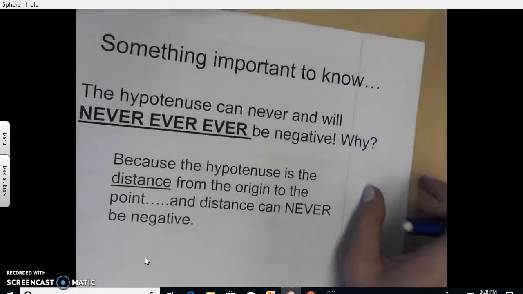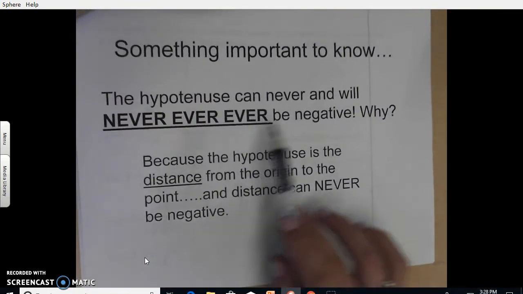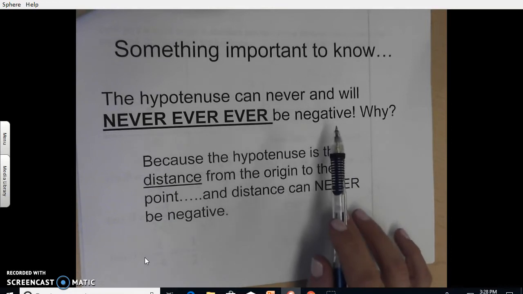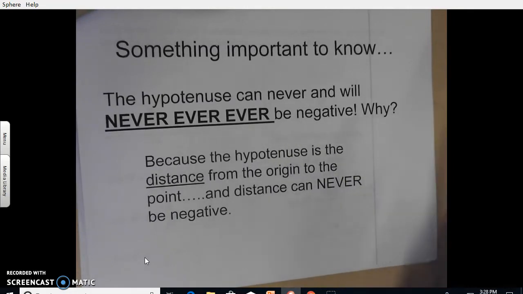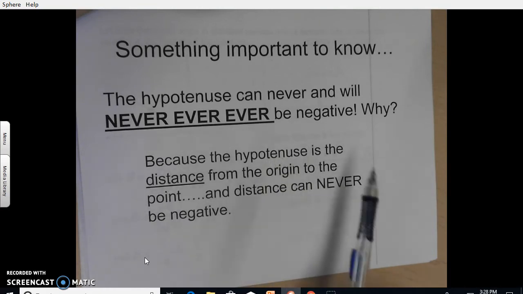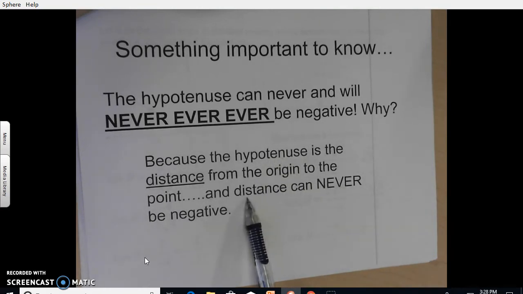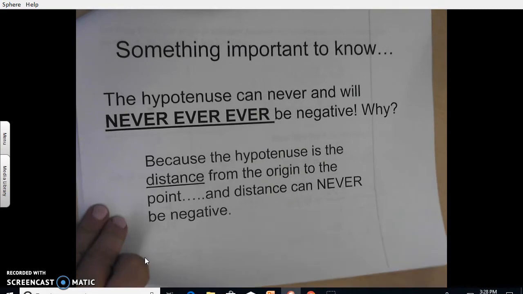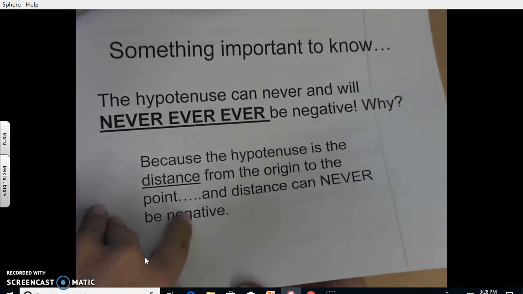Something for us to remember. Our hypotenuse can never and will never be negative. This reason is because our hypotenuse is the distance from our origin to the point, and distance can never be negative. So our hypotenuse will always be positive. Our x and y will be where we have a negative.